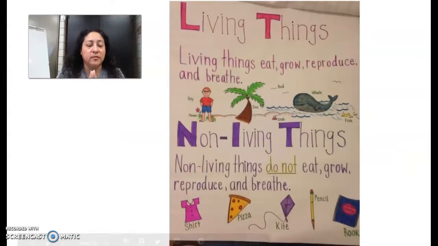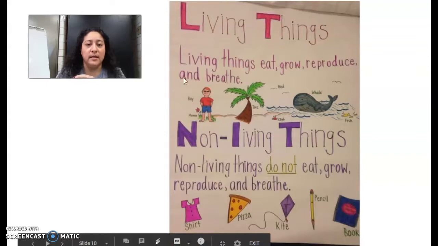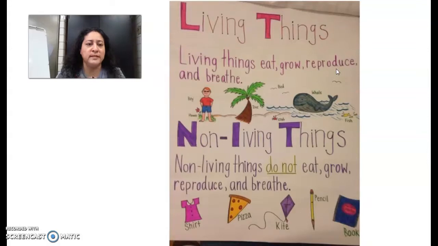Okay, so this is something you already learned in science, in Spanish, but today I'm going to review it with you in English. So up here we have living things. Living things eat, they grow, they reproduce. Reproduce means that they can have babies, or if they're plants, they can produce seeds that will then become a plant. And they also need to breathe, okay? A boy is a living thing. A flower is a living thing. A tree, a crab, a fish, a whale, birds. Those are all living things. Or in Spanish, living things is seres vivos.